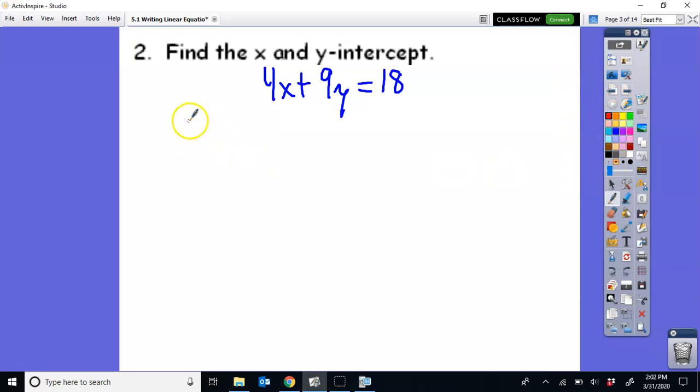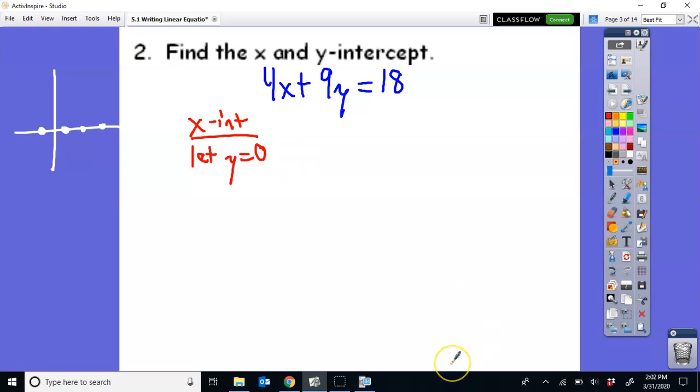Now the answer, if I want to find the x-intercept, remember the x-intercept is on the x-axis. And so on the x-axis, any point on the x-axis, the y value is going to be 0. So if I want to find the x-intercept, I plug in 0 for y. Notice that is not the same thing that I was doing a minute ago when I solved for y. This is not even close.